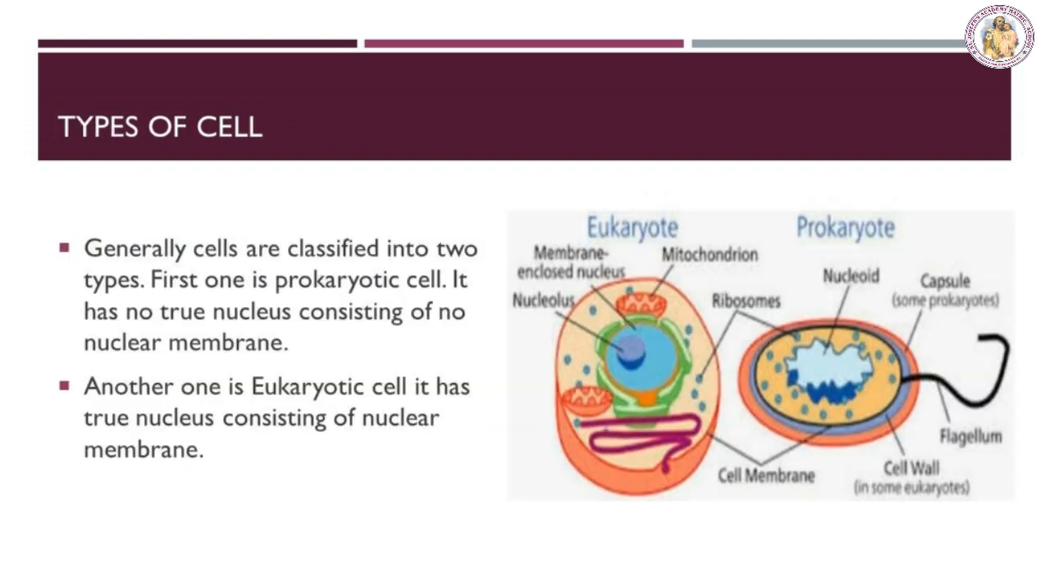Types of cell. Generally, cells are classified into two types. First one is prokaryotic cell. It has no true nucleus, consisting of no nuclear membrane. In the given picture, you can see in the prokaryote there is no well-defined nucleus. Another one is eukaryotic cell. It has true nucleus consisting of nuclear membrane.